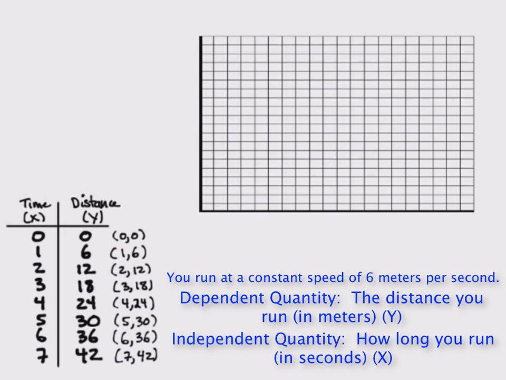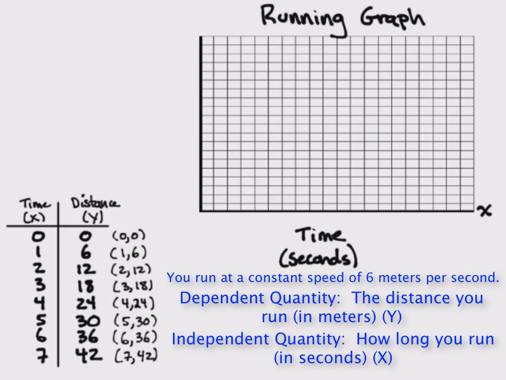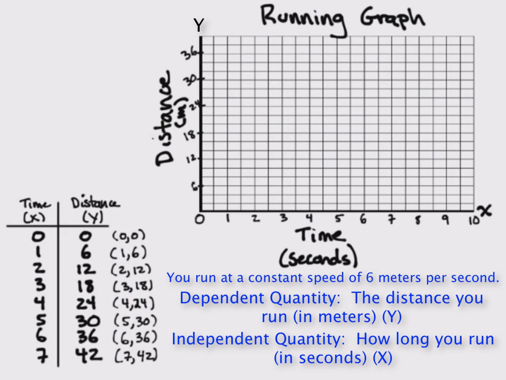Alright, now that we've got these ordered pairs, before we graph, let's give this graph a title. Let's label the axes. Let's create a scale. For the horizontal axis, let's start at 0 and have every 2 boxes be 1 second. And for the vertical axis, let's start it at 0 and have every 3 boxes be 6 meters. Now that we've got our scale all set up, now it's time to go ahead and plot those ordered pairs.